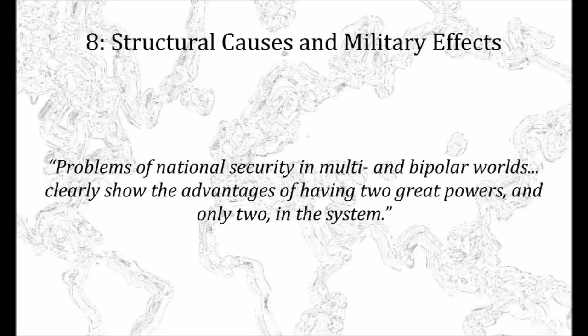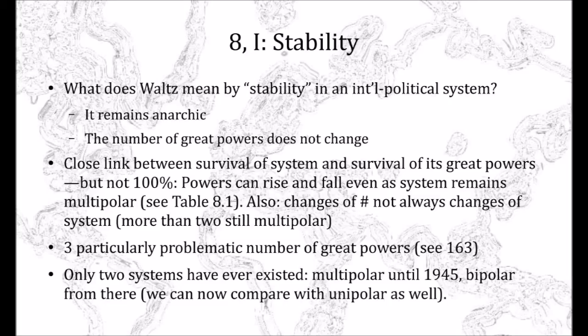Finally, moving on to what most of you, especially the war studies students, will have been waiting for: structural causes and military effects. And a notable quote here that sums it up: problems of national security in multi- and bipolar worlds clearly show the advantage of having two great powers, and only two, in the system. So what does Waltz mean by stability? This is important because he admits that he himself used the word messily in previous articles that he'd written. But he means that the system survives.